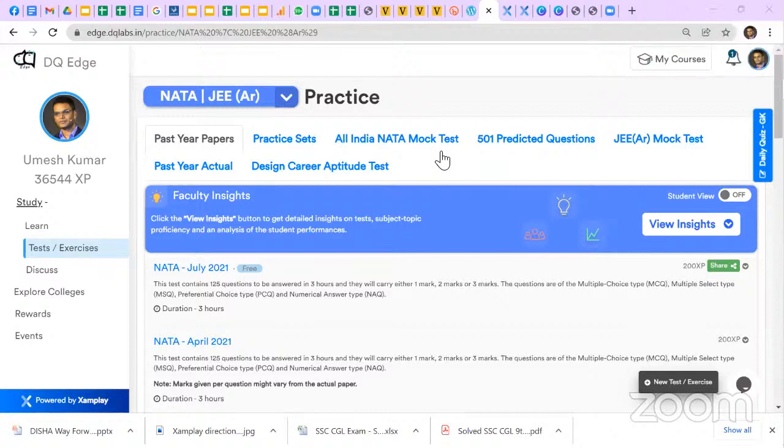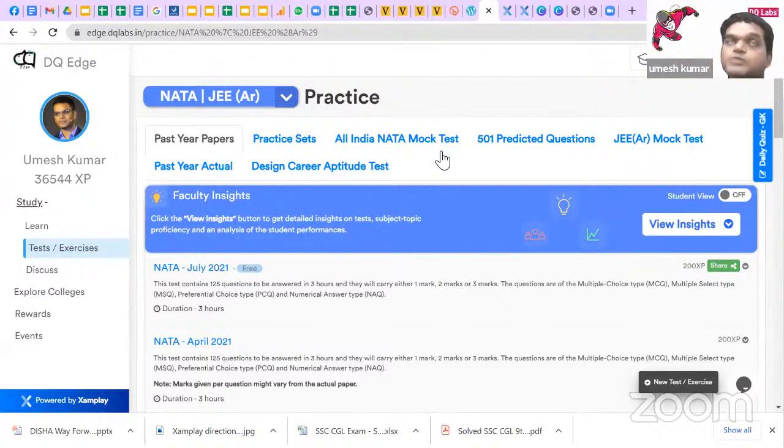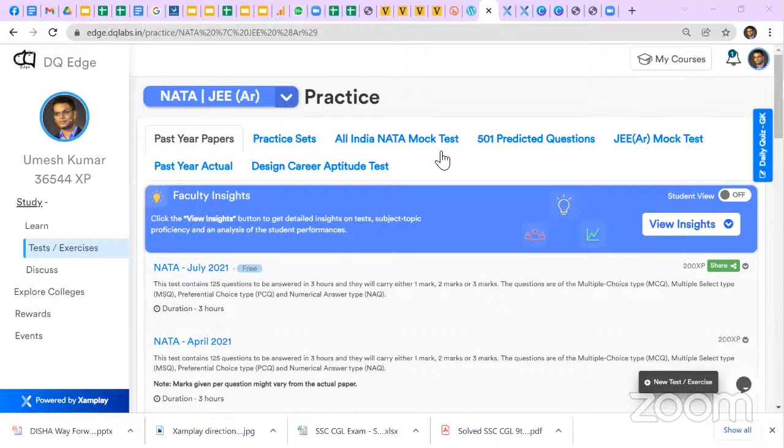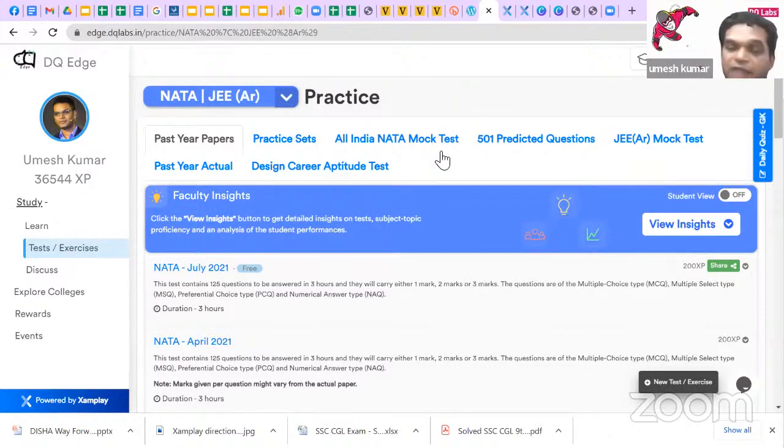Excuse me, sir. Yeah, go on. When do we have the NATA exam? The dates are not announced yet, but most probably it will be after the board exams. Do we have some time for preparing? Yeah, generally it will happen after the board exams.